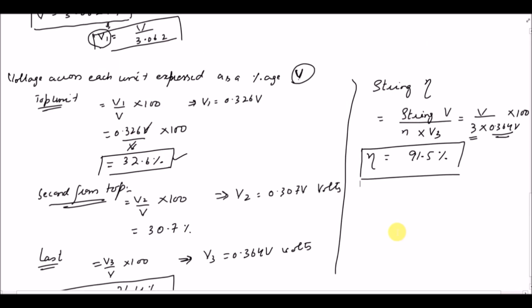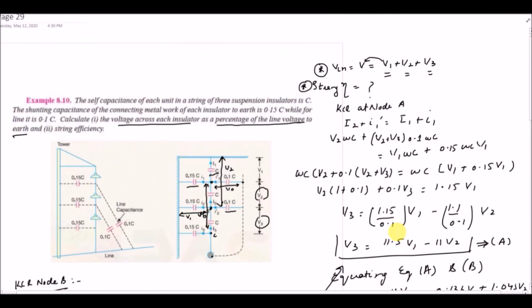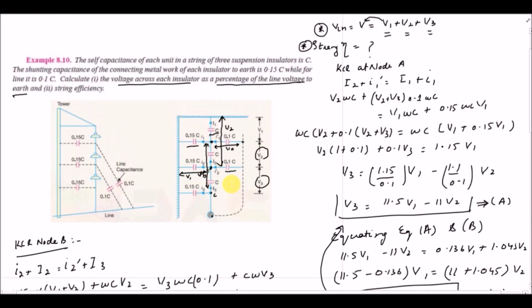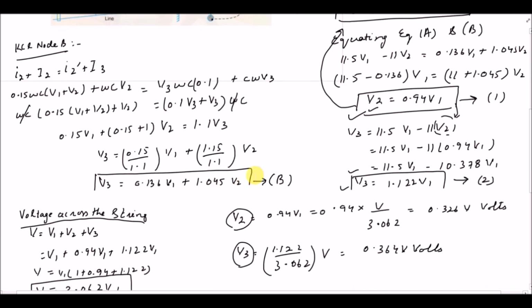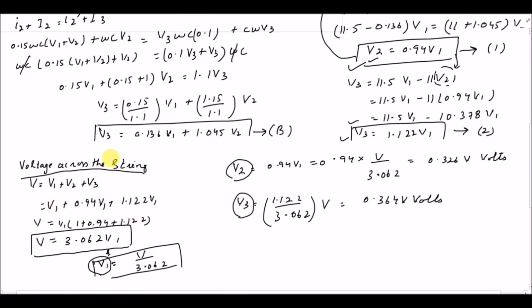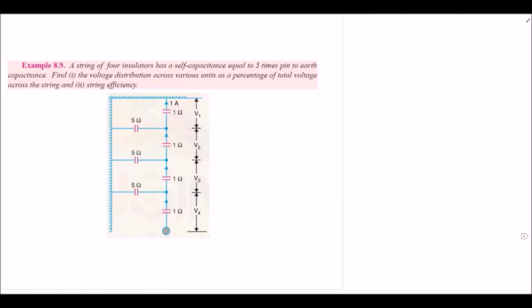So in this question we have found the voltages V1, V2 and V3 as a percentage of line voltage to earth, and then we have calculated the string efficiency. Again we started by applying KCL at node A and node B, and after that we calculated the voltages in terms of V1, and from the voltage across the string we calculated the voltages in terms of the total voltage, which is from line to neutral. Now this was the second example.